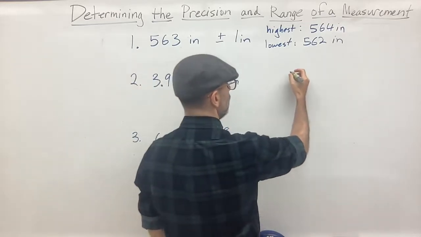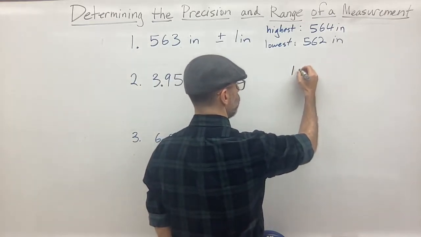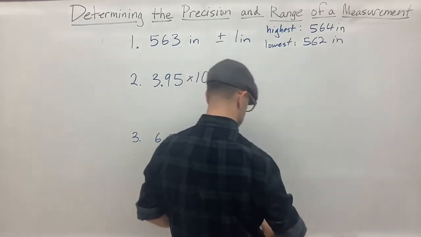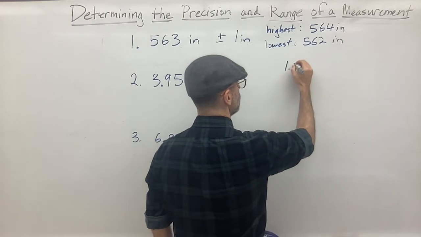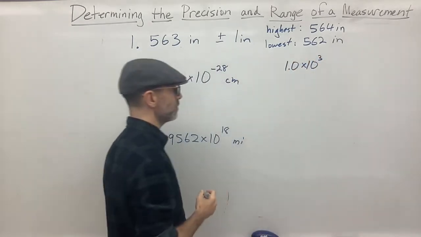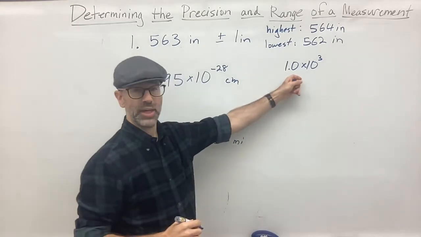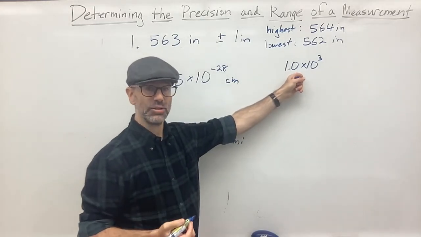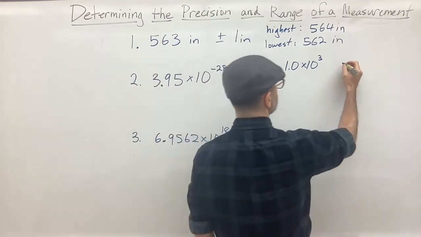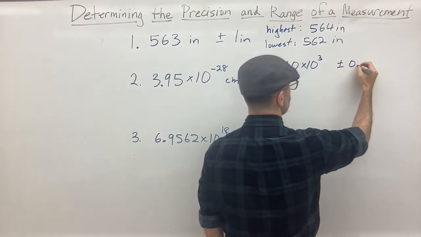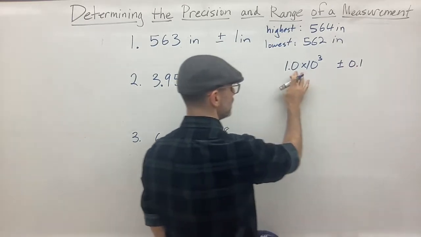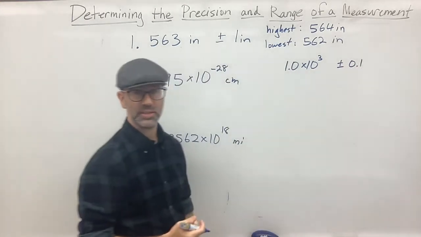So if I have 1.0 times 10 to the third, you might think, oh, that 0 is the last digit, and that's in the tenths place, and you might say, oh, the precision is plus or minus 0.1, because that 0 is in the tenths place.